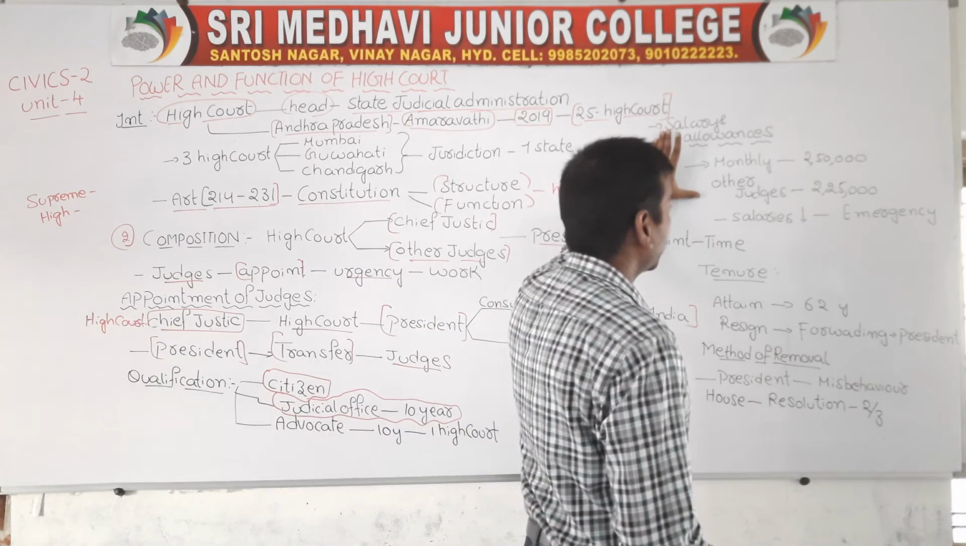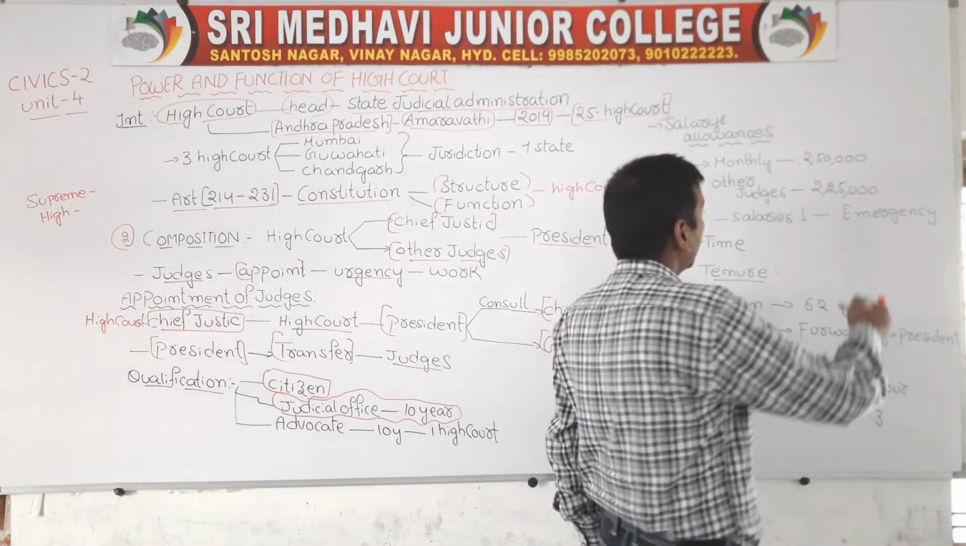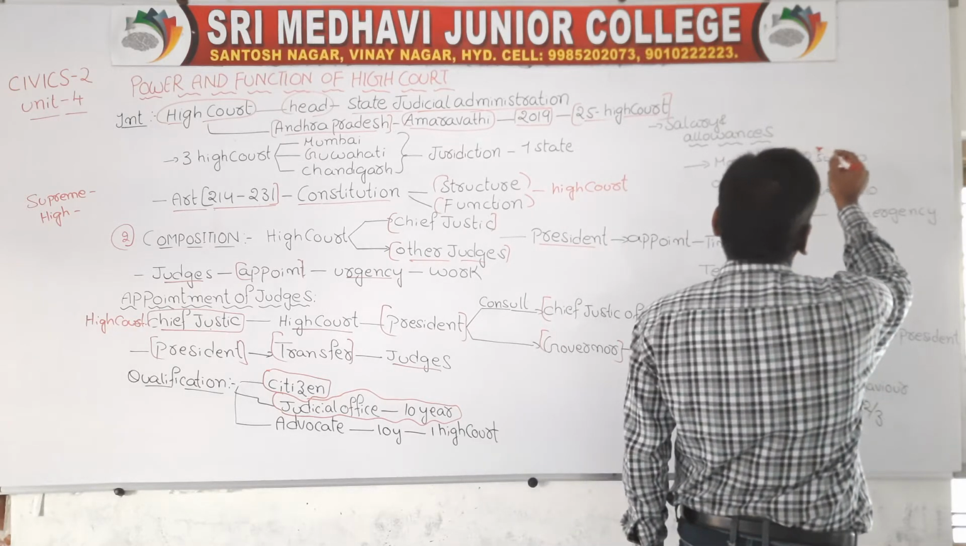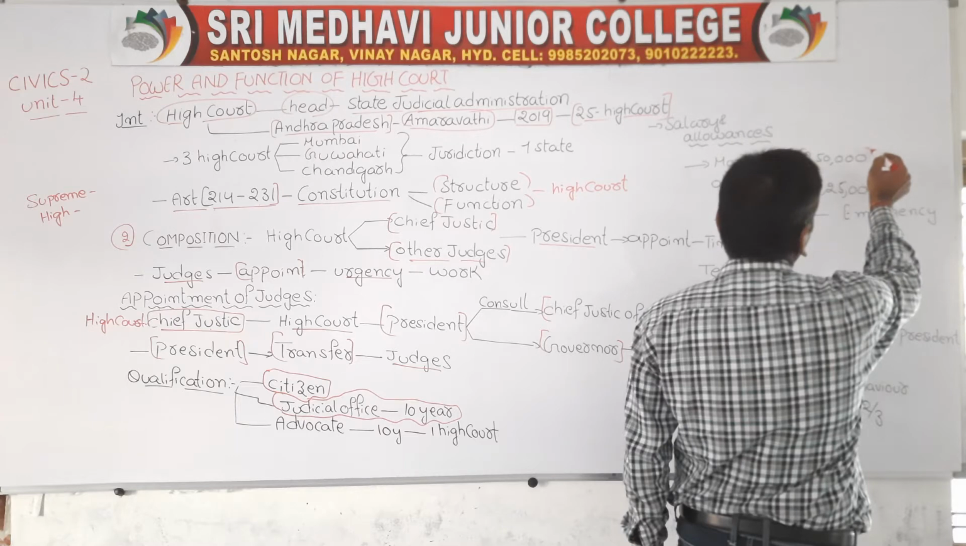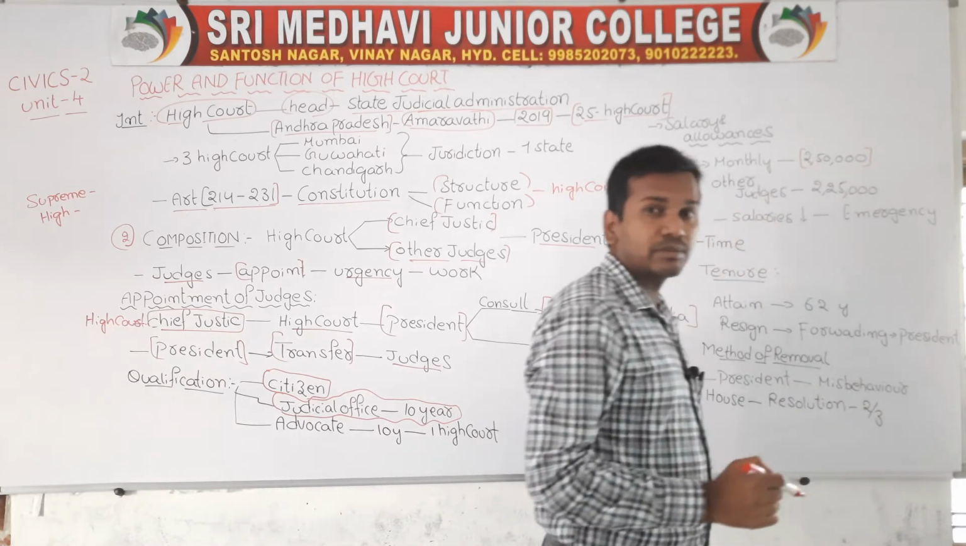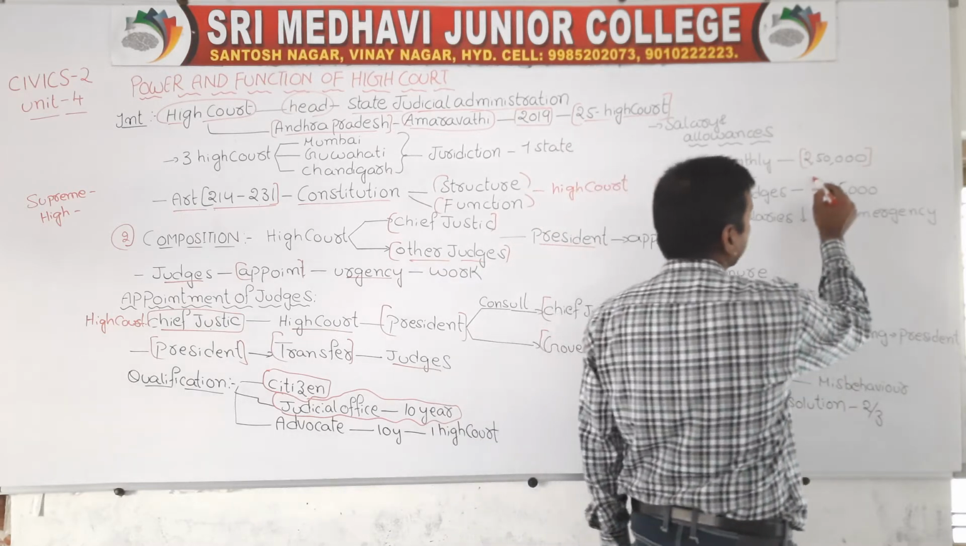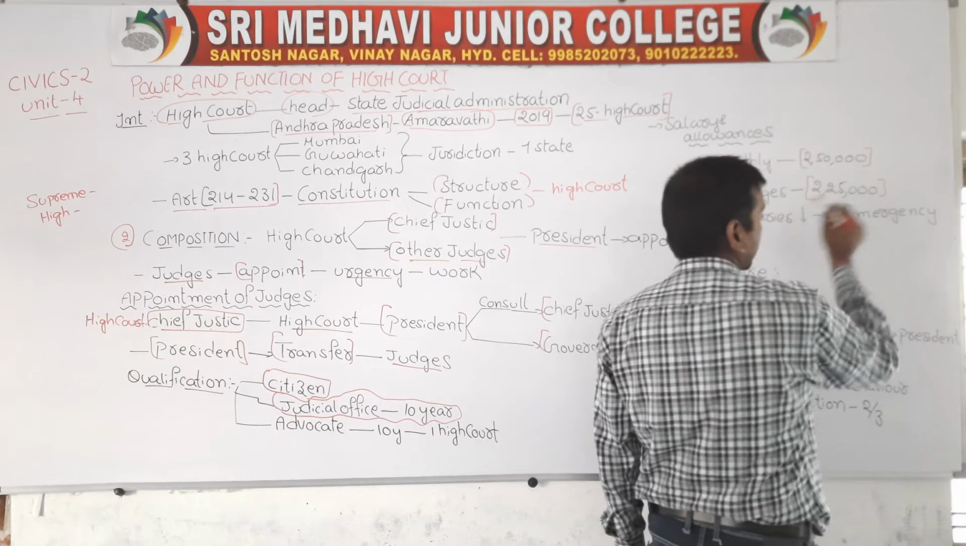About salaries, when we are talking about the monthly salaries for the judges, the monthly salary for the Chief Justice is 2,50,000 rupees. The salary for the Chief Justice of the High Court will be 2,50,000, but when we are talking about the other judges' salary, it is 2,25,000.